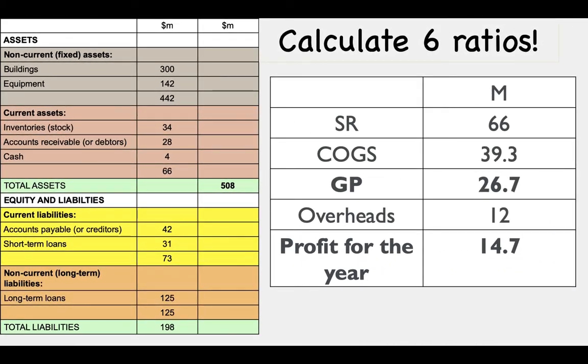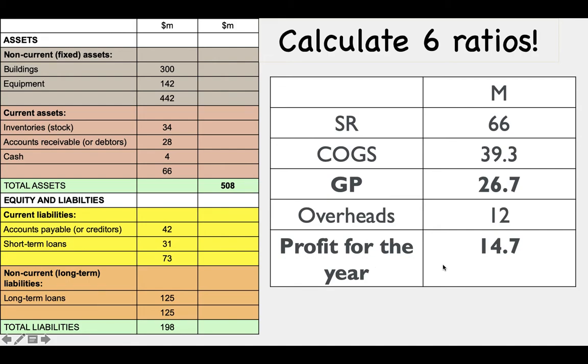So what I'd like you to do now is, on the left-hand side, we've got an extract of a balance sheet, and on the right-hand side, we've got an extract of an income statement. So based on this information, you should be able to work out all 6 ratios that we've discussed this week. Okay, so just to go through the income statement really quickly. So we've got SR, sales revenue, costs of goods sold, gross profit, overheads, and profit for the year.